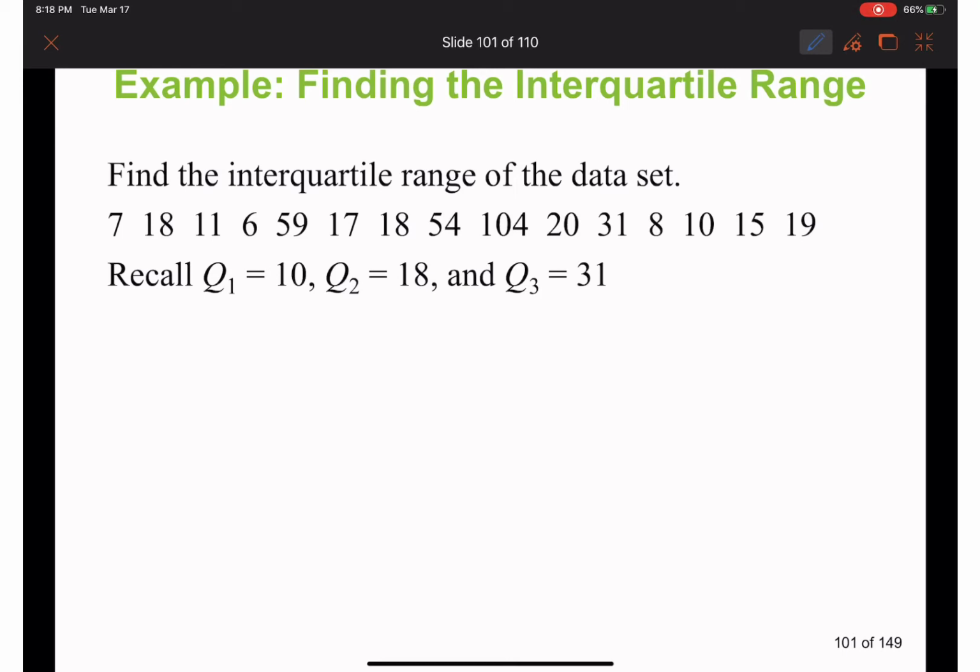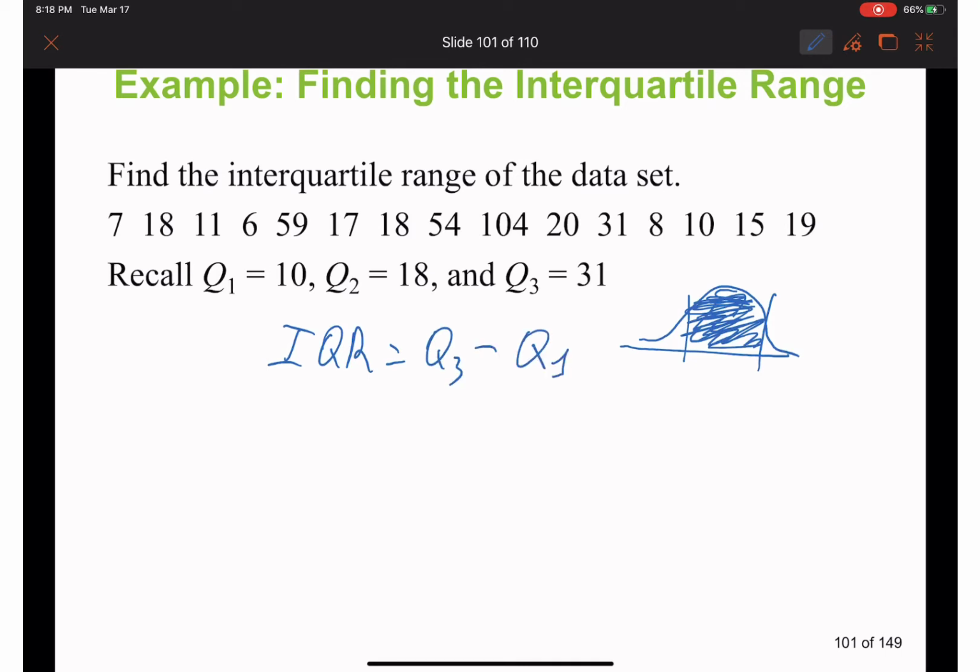Where we have centralized data, right? So we take the data that are centralized and we explore the data that are centralized. And this piece is matching to our interquartile range, which is equal to Q3 minus Q1. Okay?